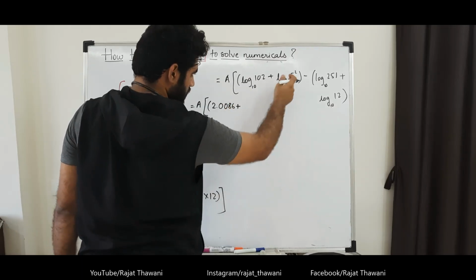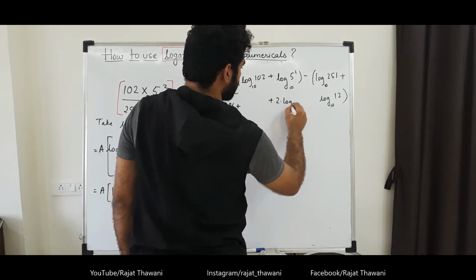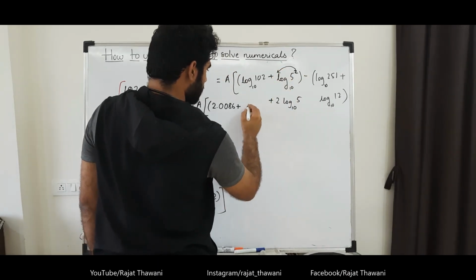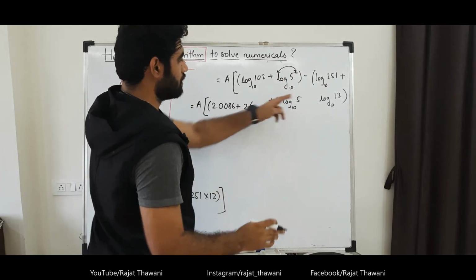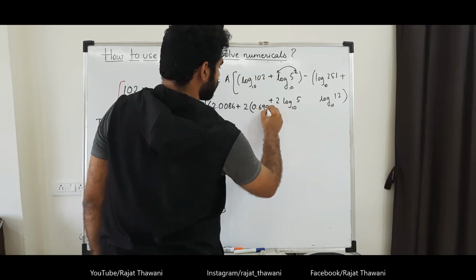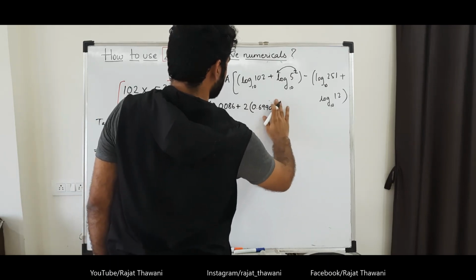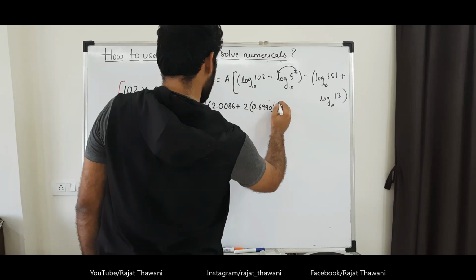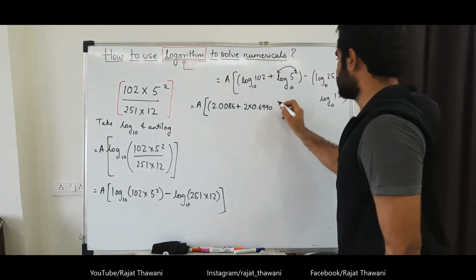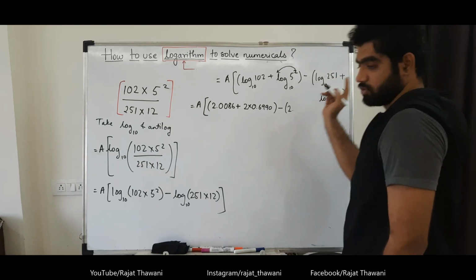0086 plus. Here you need to still convert. What will be its conversion? It will be plus 2 into log to the base 10 of 5, right? Because it's square, this 2 will go outside. So the number will be 2 multiplied by whatever is the log. For 5, the characteristic is 0 and the mantissa is 6990. So this is the conversion. We'll multiply 2 by this later. Minus log of 251, that is 2 point.